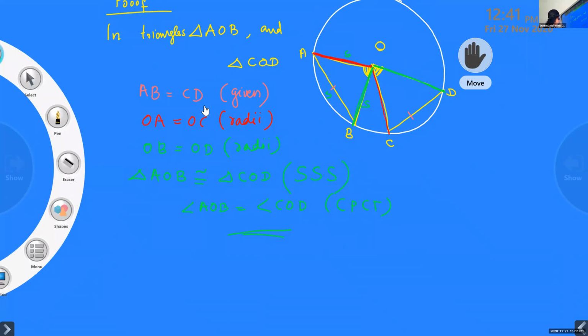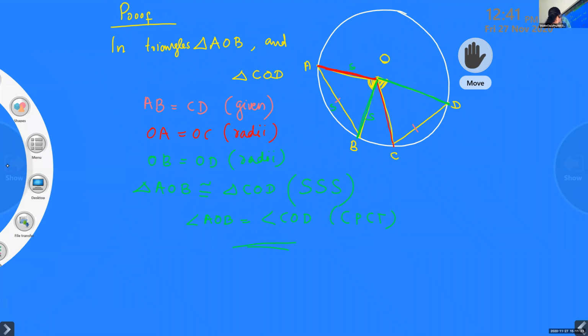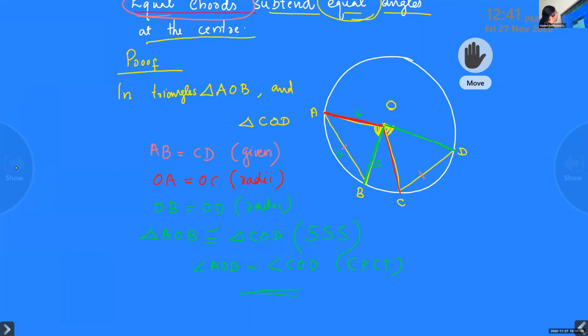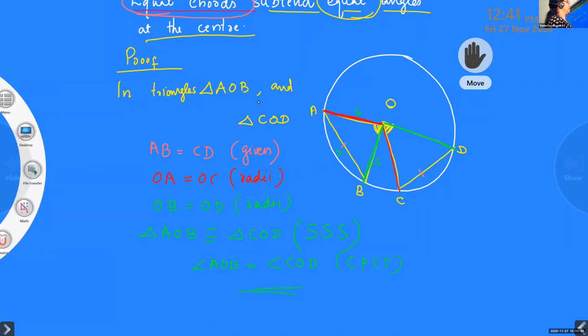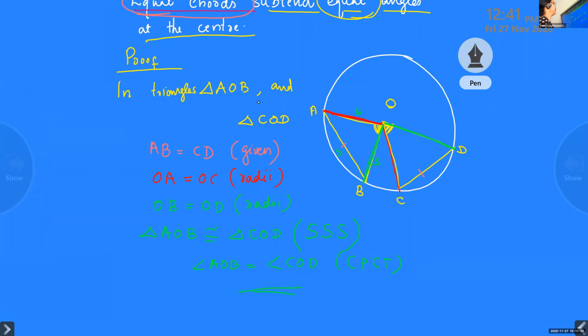Theorem 1. Okay, now you can write. Did you understand? If you have any doubt, you ask me. So it is a very important theorem. Equal chords subtend equal angles at the center.